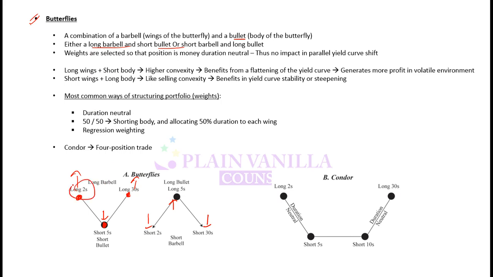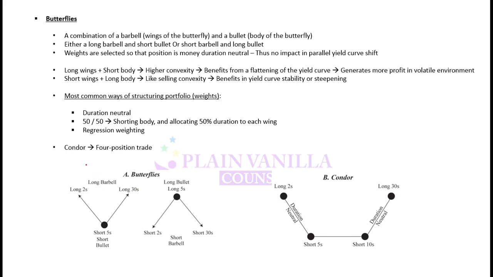It is a combination of a barbell, this is the barbell, and this is the bullet. Weights are selected so that the position is money duration neutral. That is, there is no impact from a parallel yield curve shift. The duration of these two longs offsets the duration of this short, so the net effect will be 0. If yield is increasing, you will lose out here, but you will gain here, because you have an opposite, short position. So the overall impact will be 0.